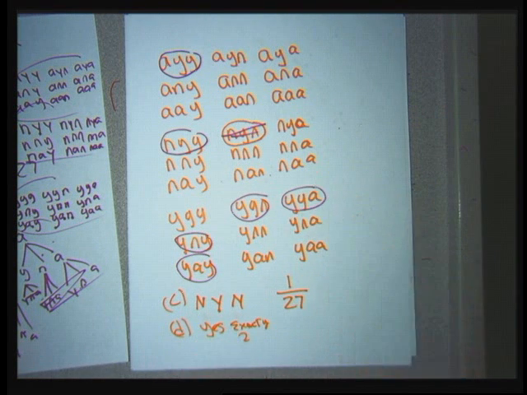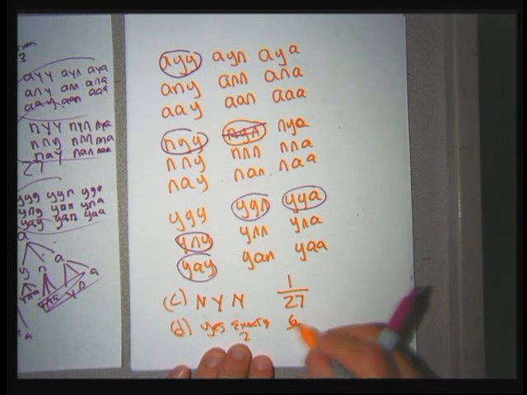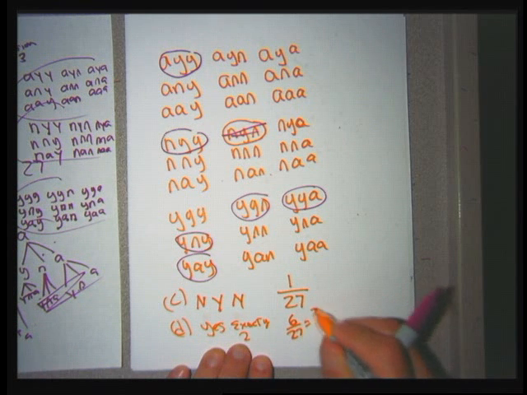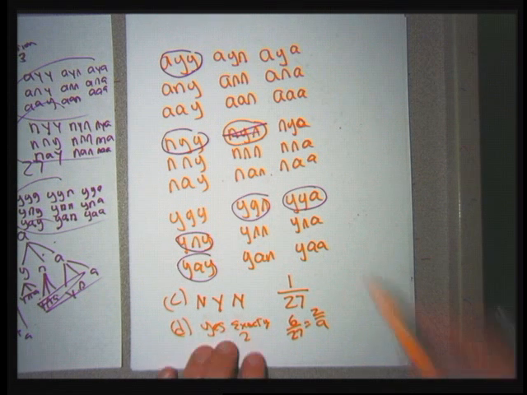I think I went through and successfully circled all the ones in my sample space that had exactly 2 yeses. And that's 1, 2, 3, 4, 5, 6 out of the 27. And that's reducible by 3 to 2 over 9. And hopefully I didn't miss one, but I don't think I did. And then part E, yes on at least 1. Ugh.